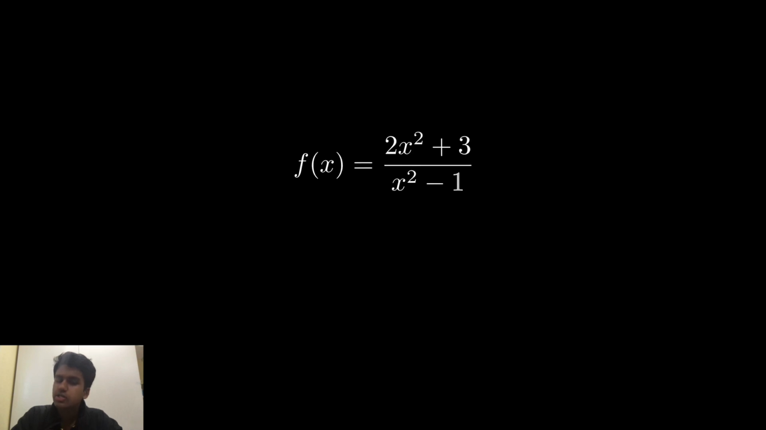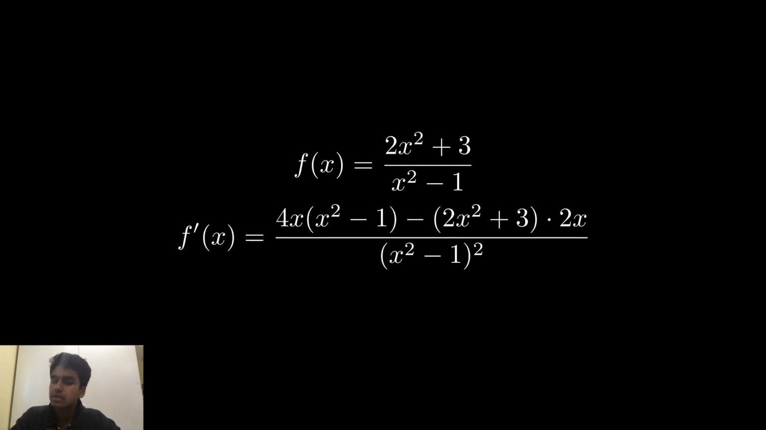Now let's differentiate 2x squared plus 3 over x squared minus 1. So we square the function at the denominator, and then at the top, we first differentiate 2x squared plus 3, we multiply that to x squared minus 1, minus, now we differentiate x squared minus 1 and we multiply that to 2x squared plus 3.